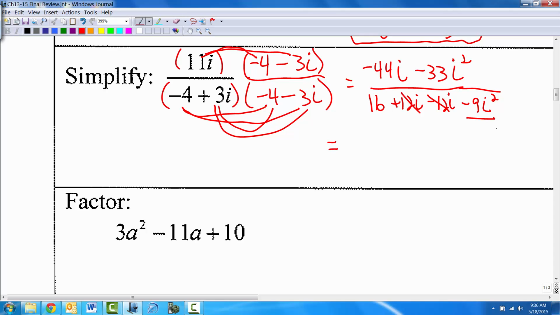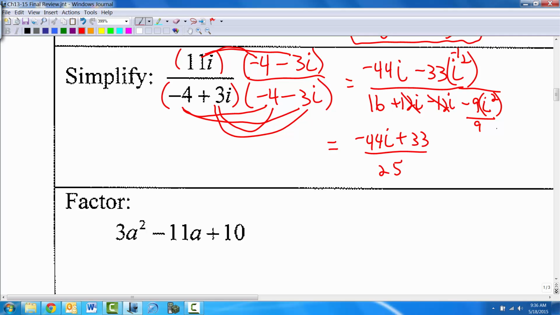And then go ahead and simplify your i numbers. I'm just going to do this right now. This is negative 1 times negative 9, so this is 9. So the bottom is 16 plus 9, which is 25. The top is that negative 44i, which stays, but then this turns into negative 1. Negative 1 times negative 33 is plus 33.